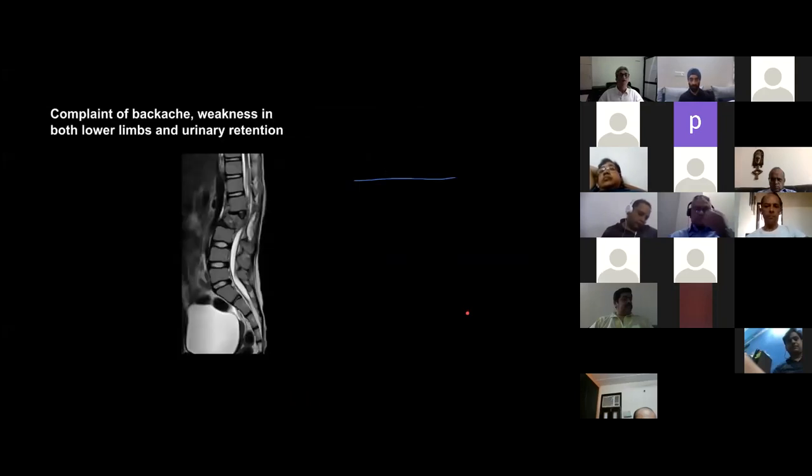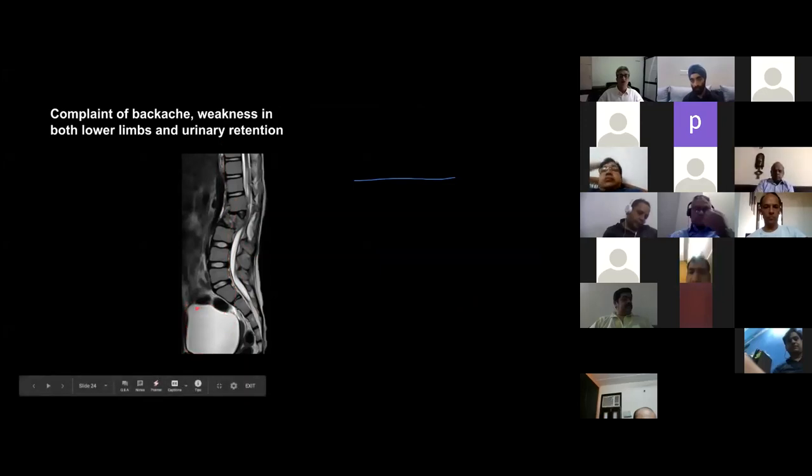Another case came with complaint of back pain, weakness in both lower limbs, and urinary retention. Sagittal image of lumbosacral spine. You can see retention of urine. The urinary bladder is distended. We can see altered marrow signal intensity involving L5, L4, L3, L2 vertebral bodies, causing mild compression. There is a mild collapse with gibbous formation, compression of cauda equina nerve roots, and involvement of posterior elements is also seen.